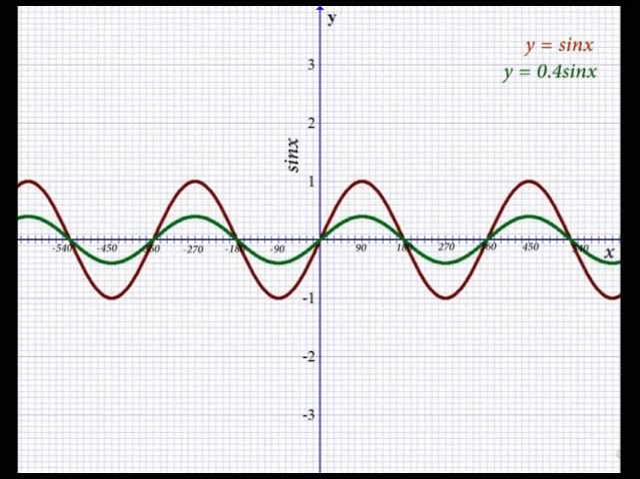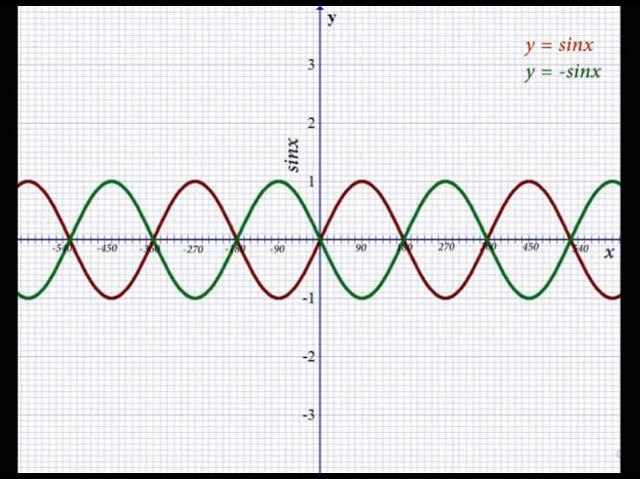If we multiply by a negative number, the result will be like a reflection on the x-axis. So y is equal to negative sine x. The graph is exactly the same size as the base function, but it has been inverted or reflected on the x-axis. So multiplying by a negative constant produces a reflection on the x-axis.